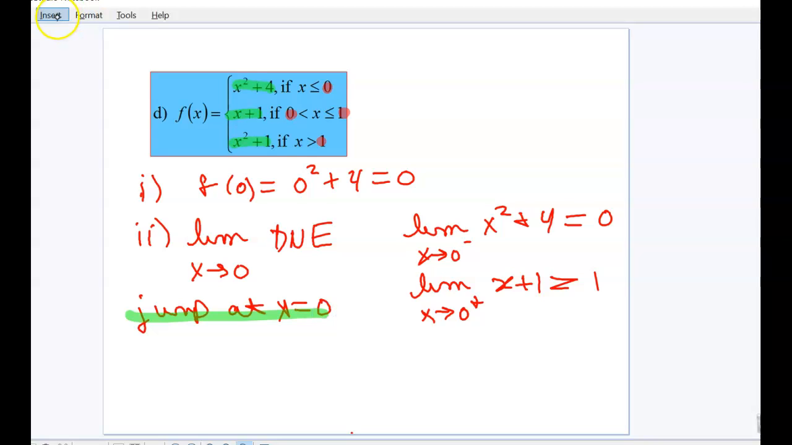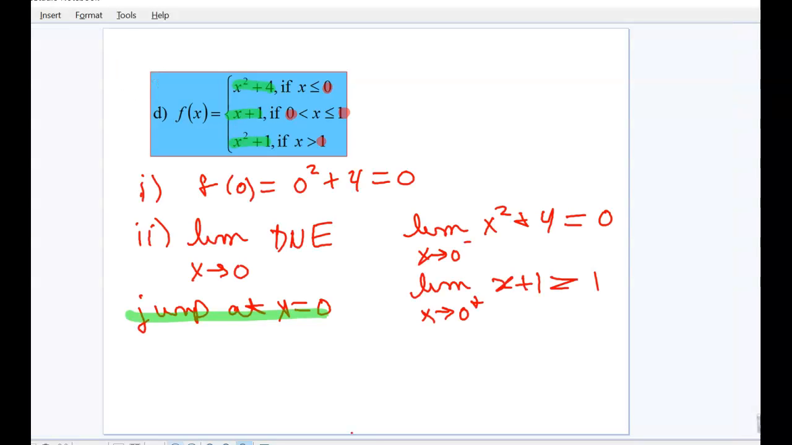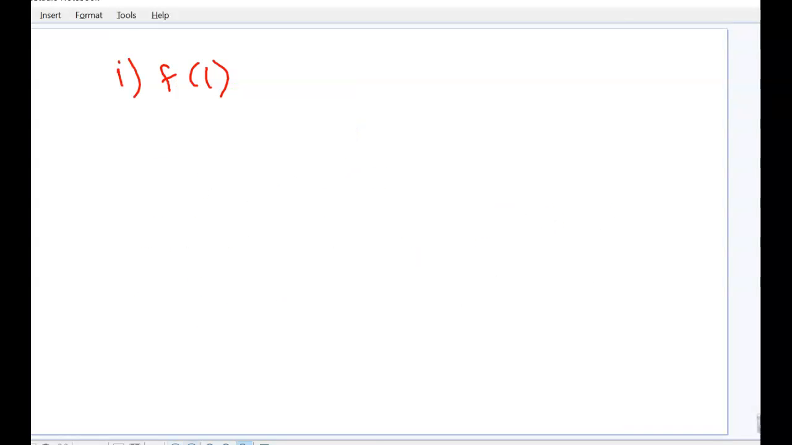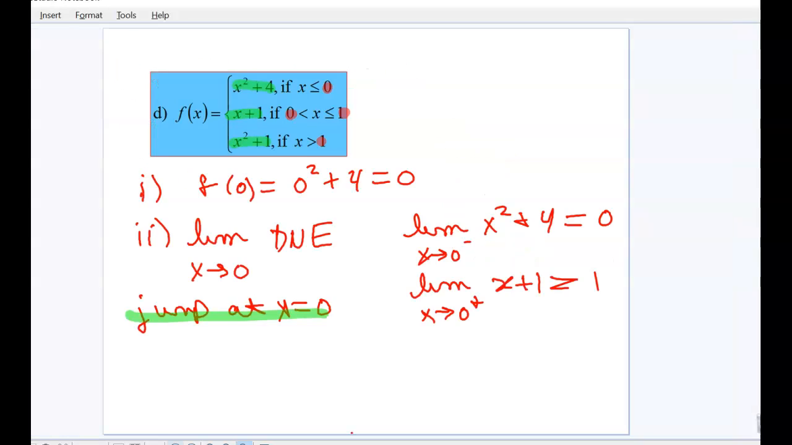So now I'm just going to go to a new page, and I'm going to do the exact same thing for when x is 1. So statement number 1, I have to check, is there a value of the function at 1? And to figure out the value of the function, I'm going to use the top equation. So this is going to be x plus 1, and if I plug a 1 in, I'm going to get 2. And again, I have to figure out if there's a limit as x approaches 1, and because it breaks at 1, I have to check the limit from the left and the limit from the right.